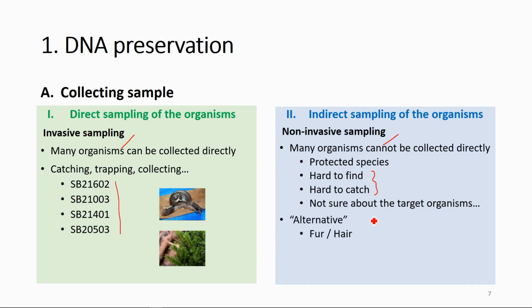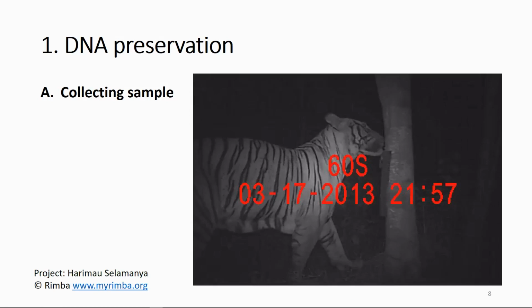So for indirect, non-invasive sampling, you might collect the hair or fur of the animal. You might collect the feces, okay, and the parasite. So I gave you a few examples.